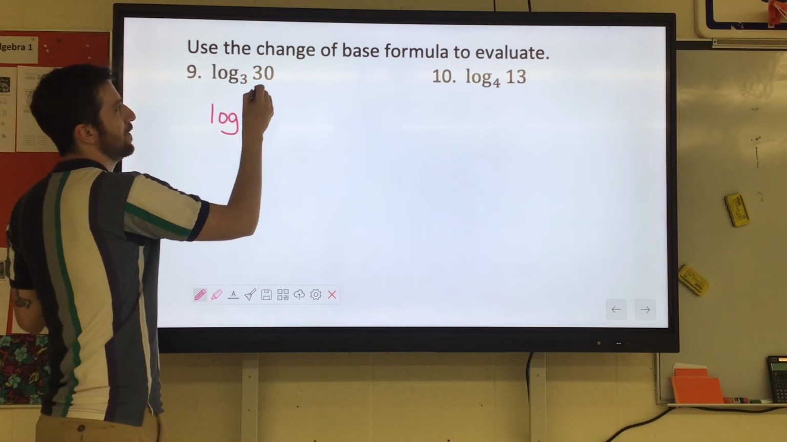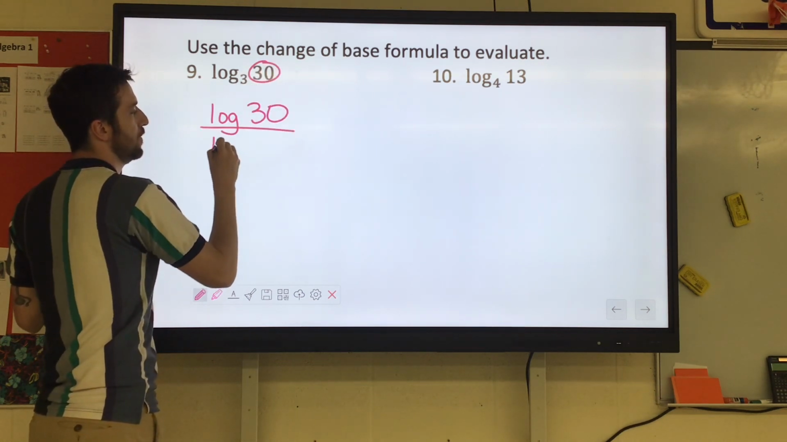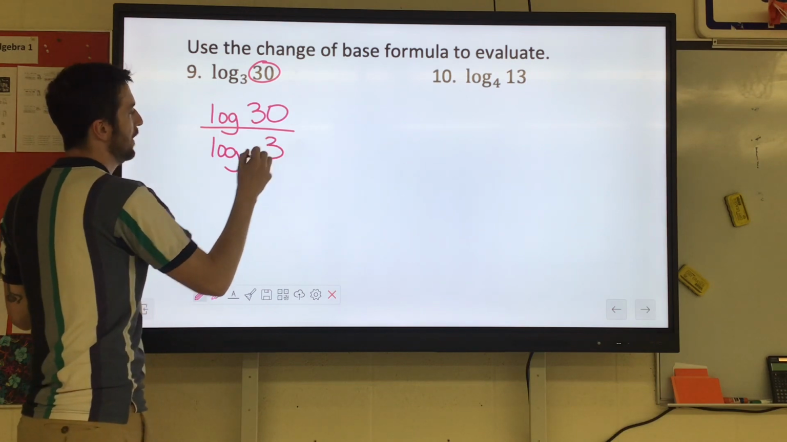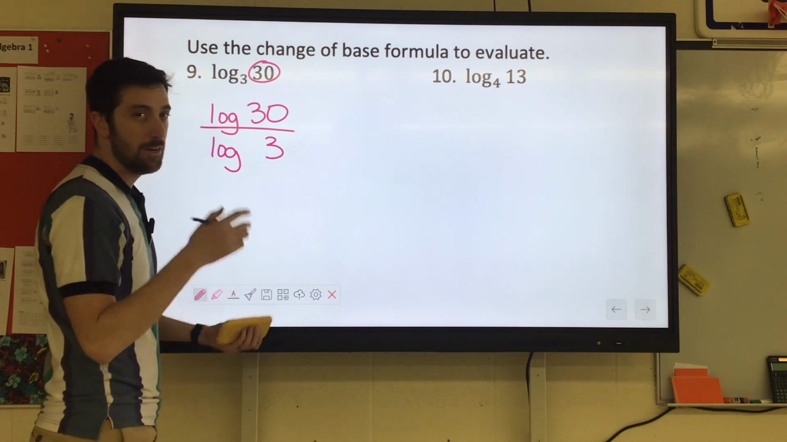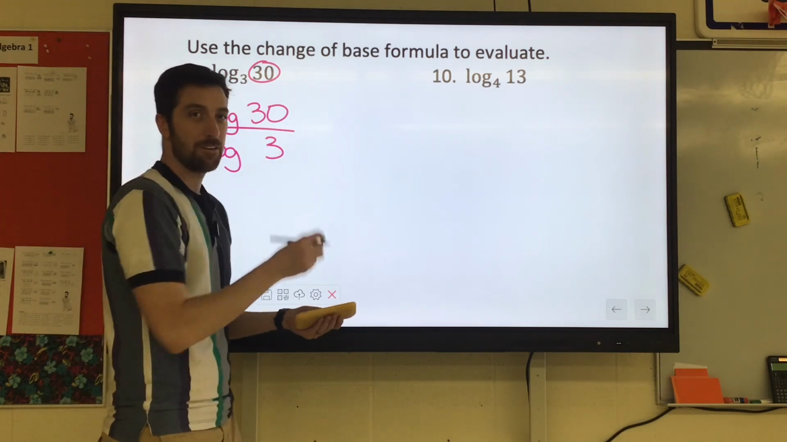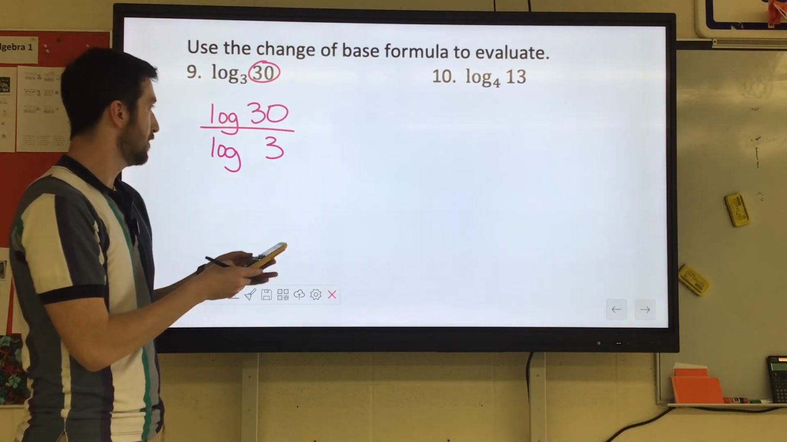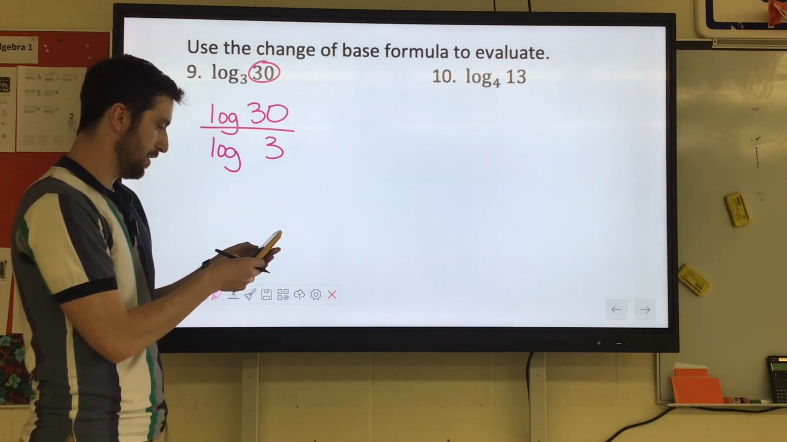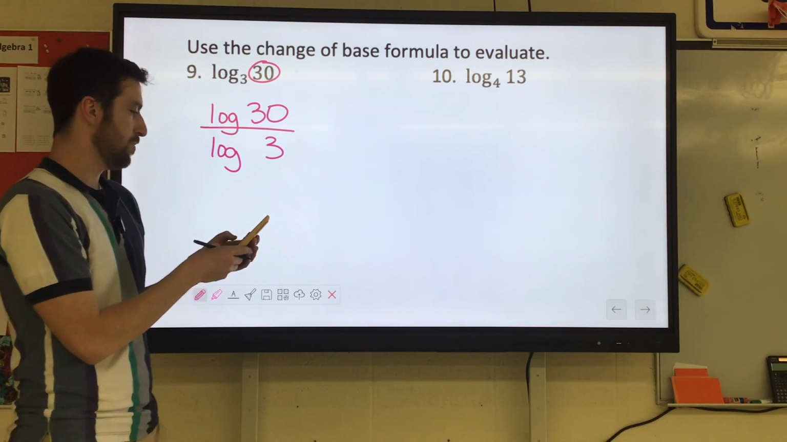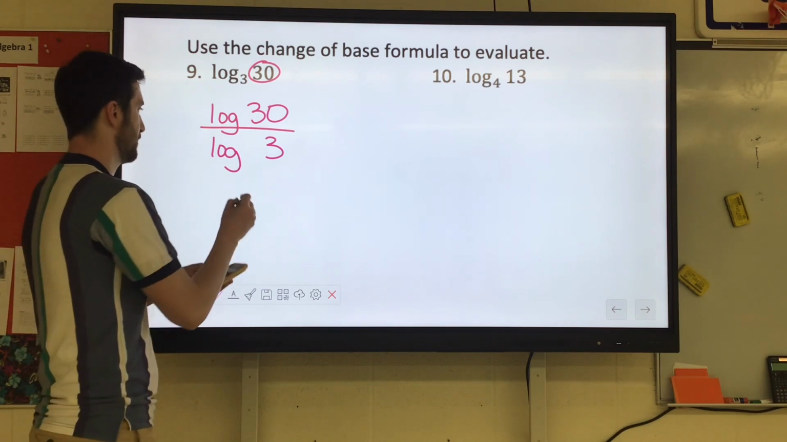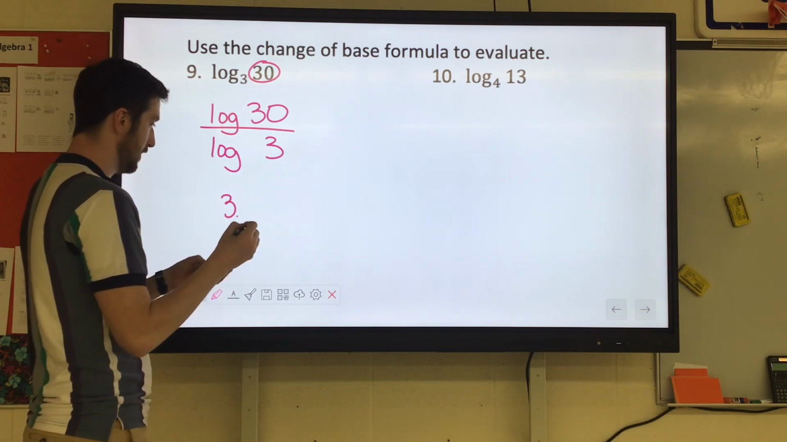But you're going to write log of the number written large over log of the number in the subspot. Again, these are now both base 10. When there's nothing written in logarithms, it's an invisible 10. But you're able to put this into your calculator. So let me see, it's been a while since I logged. If I do log 30 divided by log of 3, we get 3.0959. So let's go to 3 decimal spots here, 3.096.